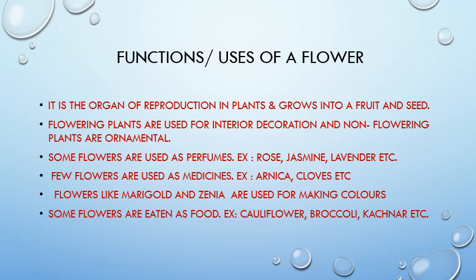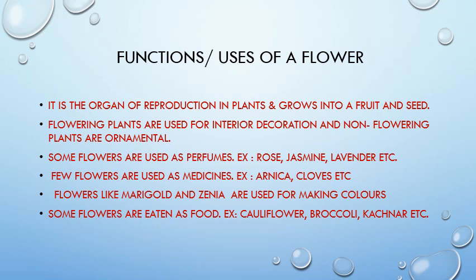You have learned already about the uses of flowers in your lower classes, children. So the uses are: it is the organ of reproduction in plants and grows into a fruit and seed. So this is the part which reproduces, and we all know that a flower produces a fruit and the fruit consists of seeds, and seeds help to grow into a plant. So the flower is the organ of reproduction in plants. It grows into fruit and into a seed.